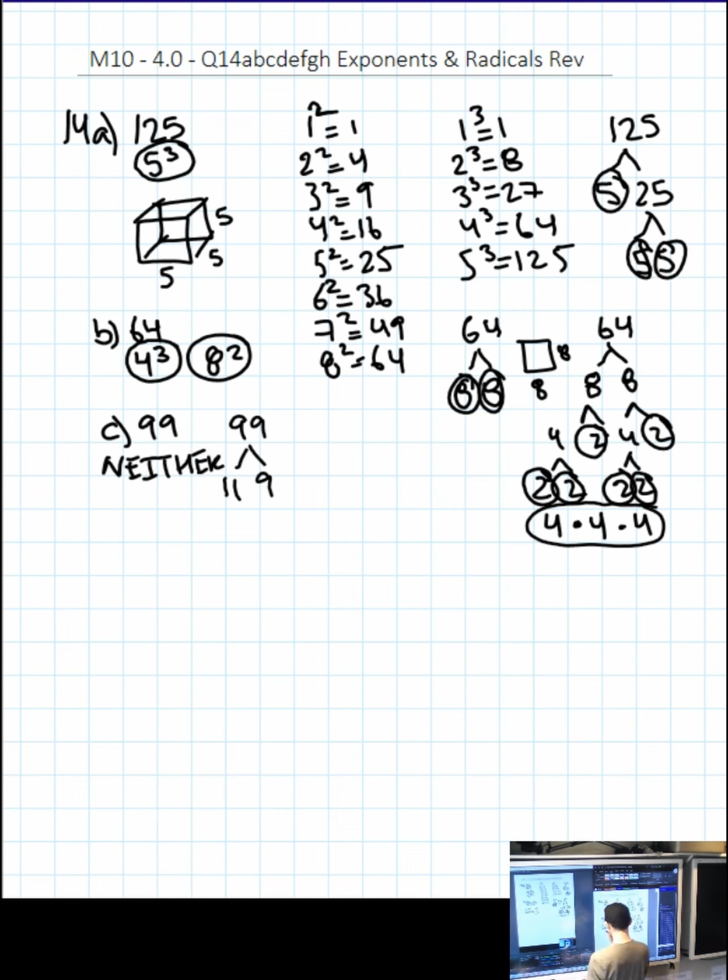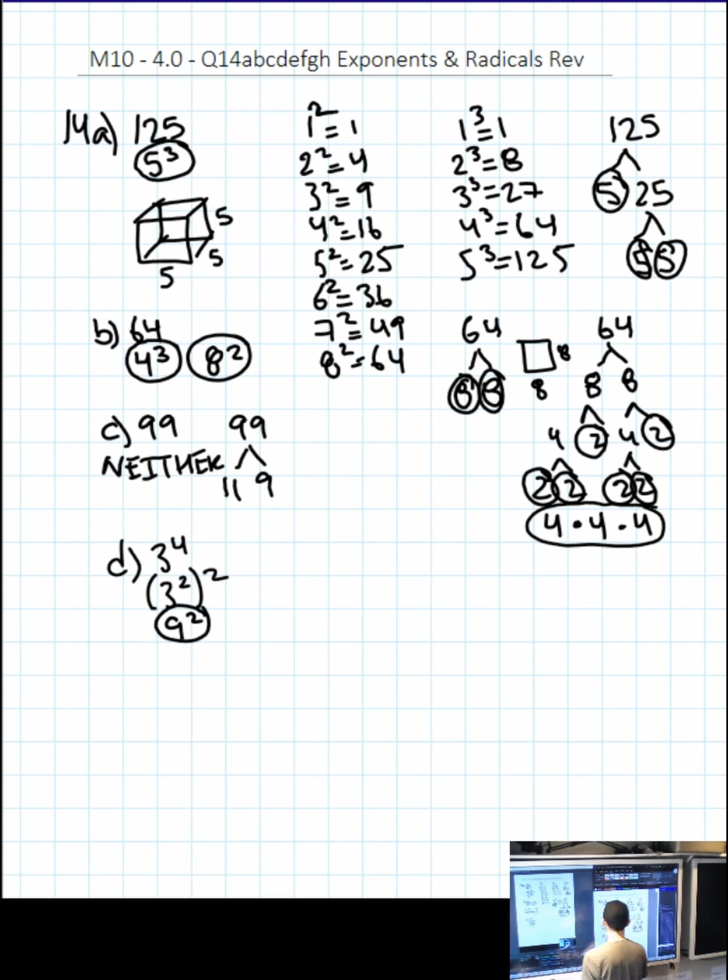Is that how you spell neither? All right, so working down the page, we have D. So we have 3 to the 4. Well, 3 to the 4, if I separate exponents, is simply 3 squared squared. So we have something squared, which is 9 squared. Therefore, it's a perfect square.